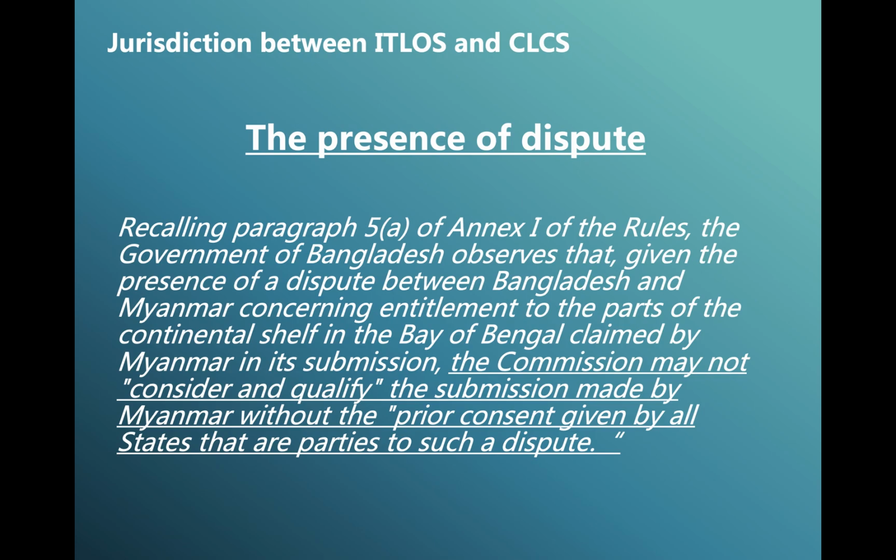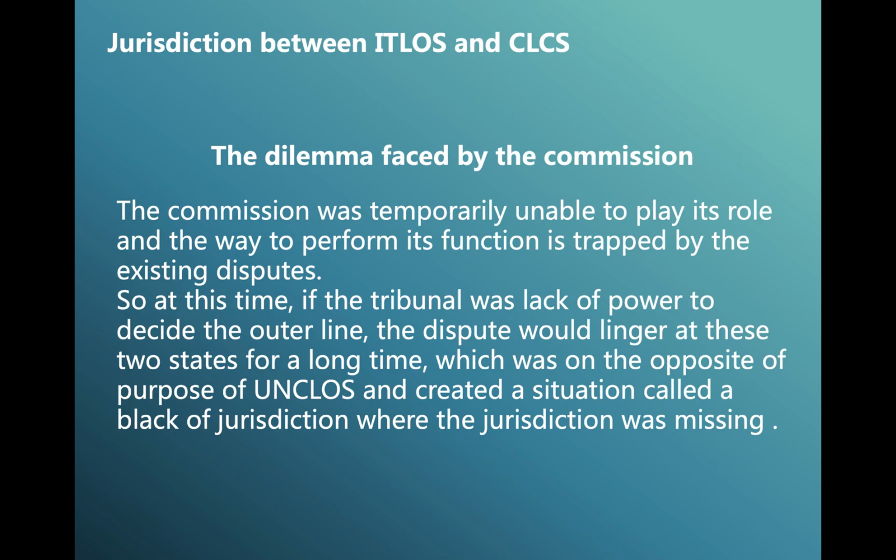So we could go back to the question: why does the tribunal have the jurisdiction to judge? I think the main reason is that the Commission was temporarily unable to play its role, and its way to perform its function is trapped by the existing dispute. At this time, if the tribunal lacked the power to decide the outer limit, we can imagine that the dispute between these two countries would linger for a long time, which would go against the purpose of UNCLOS.